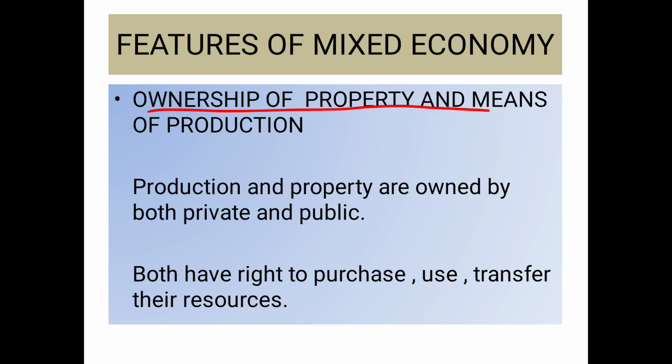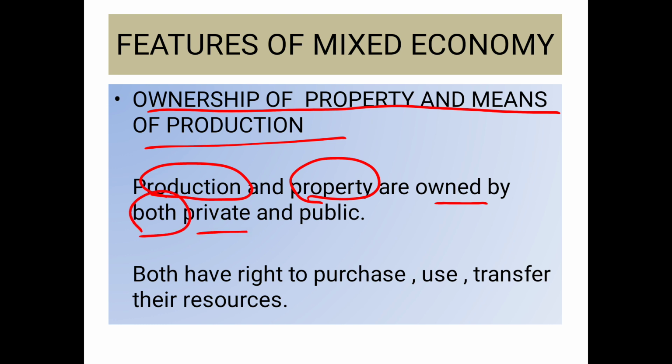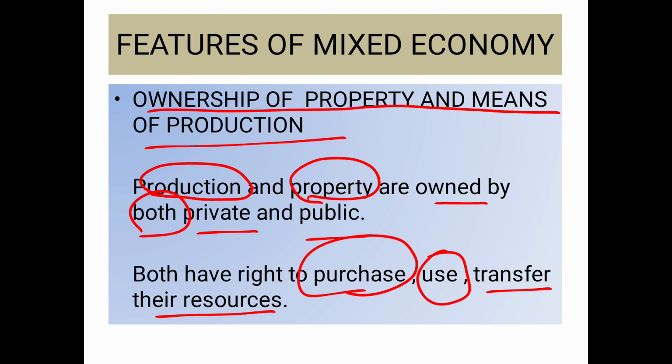Next one, we are going to see features of mixed economy. First one is ownership of property and means of production. Production and property are owned by both the private as well as the public. So production as well as property, both are owned by whom? By both, that is the private as well as the public. So what happens? Both of them have the right. What rights do they have? They have rights to purchase, they have the rights to use it, they have the right to transfer their resources also. So this is the first feature of mixed economy.